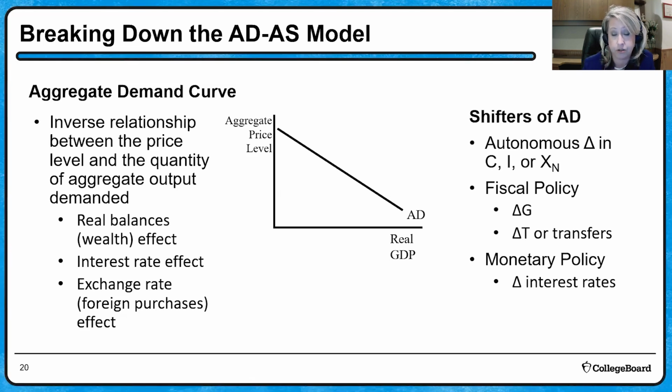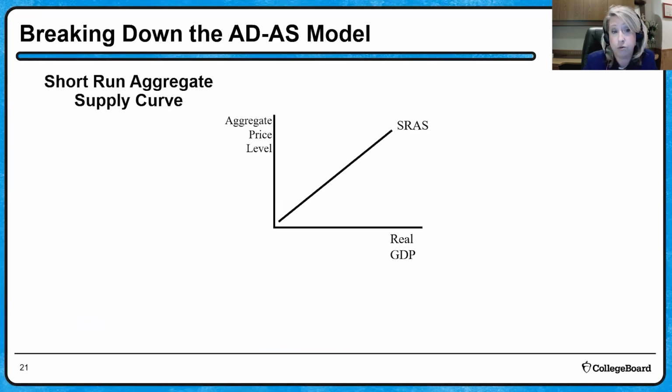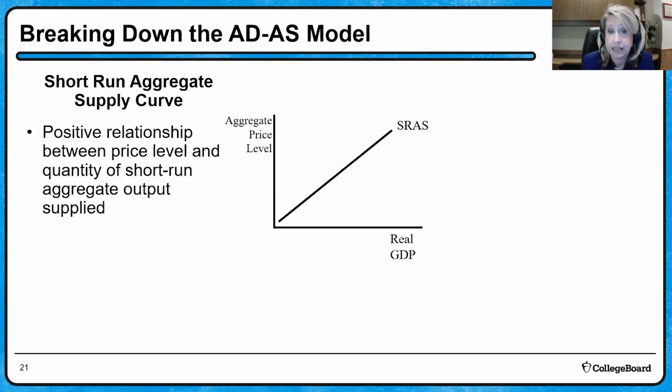Those are our shifters. So one thing I want to remind you of: if consumption, gross private domestic investment, or government spending and exports go up, aggregate demand increases. But if imports go up, aggregate demand goes down. So don't forget that inverse relationship. Now let's quickly review short-run aggregate supply. It's upward sloping, which indicates there's a positive or direct relationship between the price level and the quantity of aggregate output supplied in the short run, right?